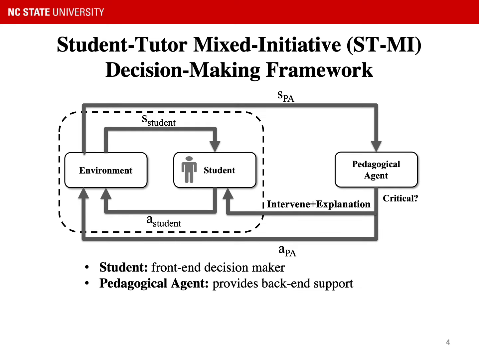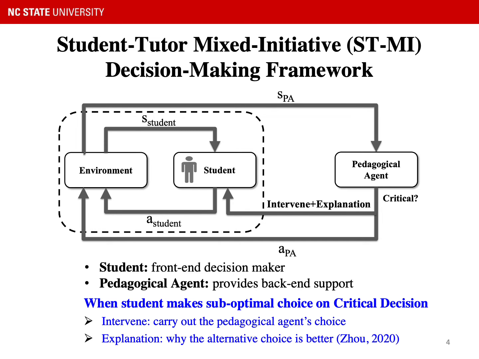To do so, we proposed a general Student Tutor Makes the Initiative decision-making framework. In this framework, the student is the front-end decision maker, while the pedagogical agent provides back-end support. The ultimate goal of this framework is to strike a balance between giving students a sense of control over the learning process while supporting effective decision-making. In our framework, the pedagogical agent will only intervene and give an explanation when the student makes a suboptimal choice on a critical decision. Otherwise, the student's decision will always be respected.